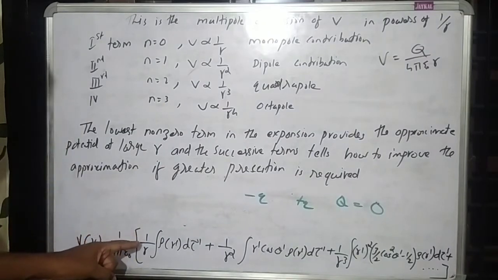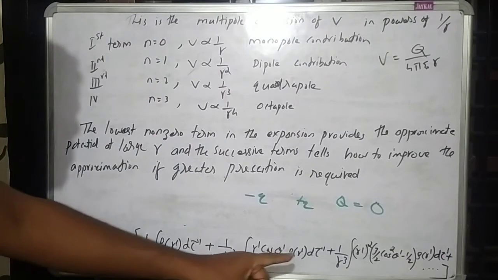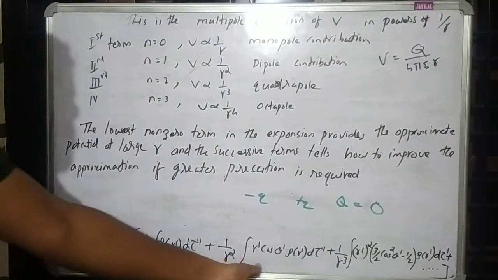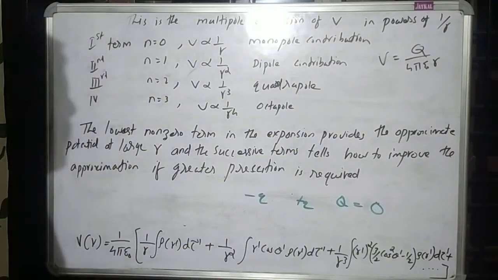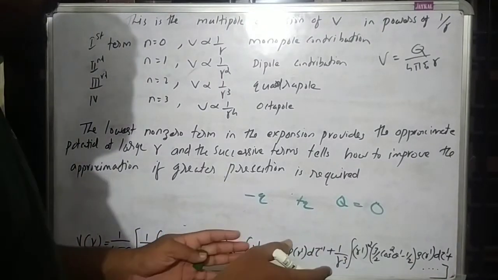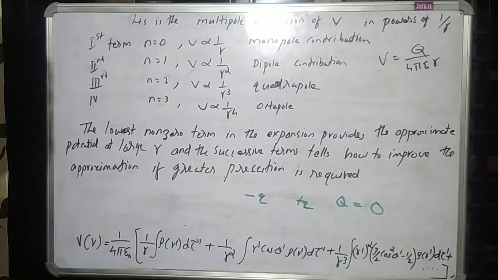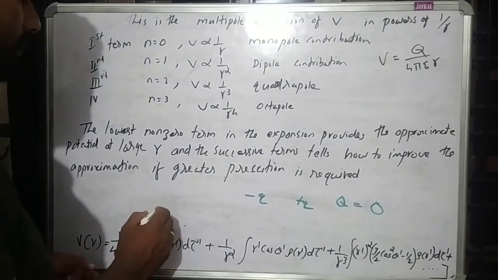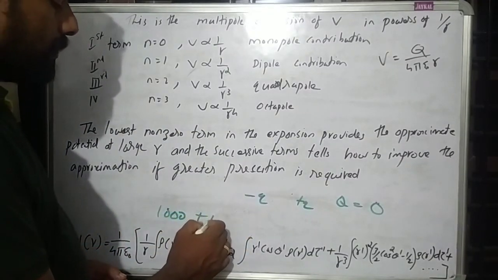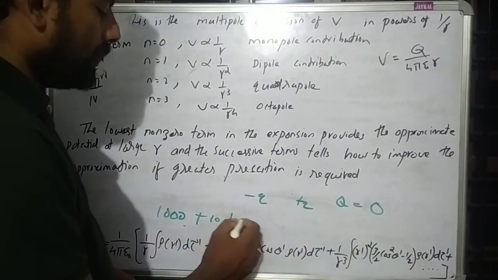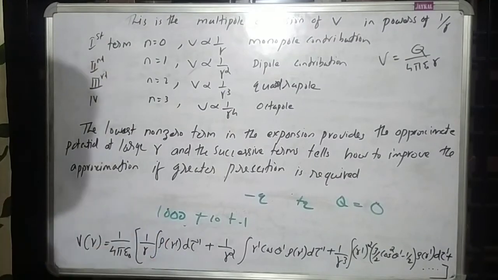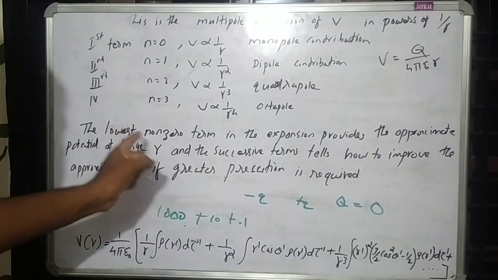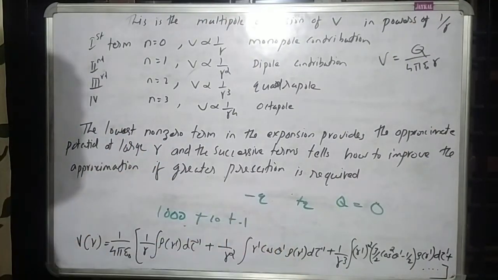Look at this one. The first term is proportional to 1 by r, the second term is proportional to 1 by r square, and the third term is proportional to 1 by r cube. If r is large, then the successive terms will become so small that they will not bring much change to the lowest non-zero term. For example, if this is 1000, then this will be 10, and the third term will be 0.1. In that case, the 10 as well as 0.1 will not make much change in the value of 1000. That means the lowest non-zero term, this one, or this one, or some other value, dominates.